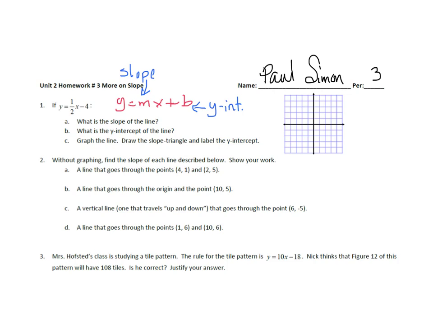Number 2 says, without graphing, find the slope of each line described below and show your work. Now, the basic formula for determining the slope of a line from points is y2 minus y1 over x2 minus x1, and that equals the slope.